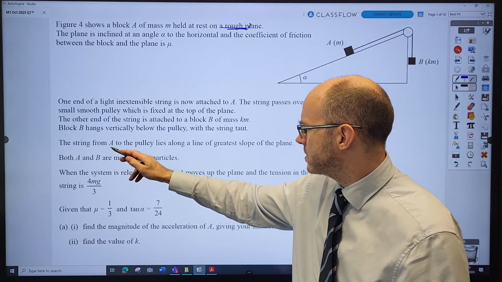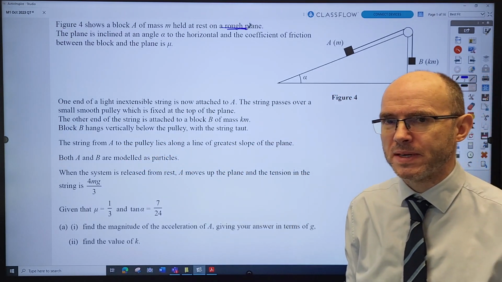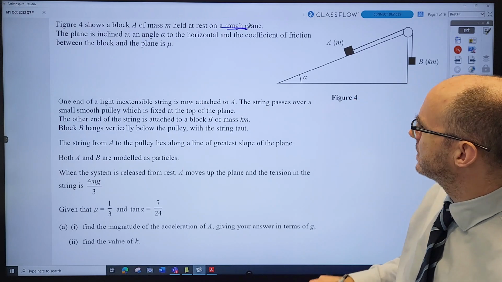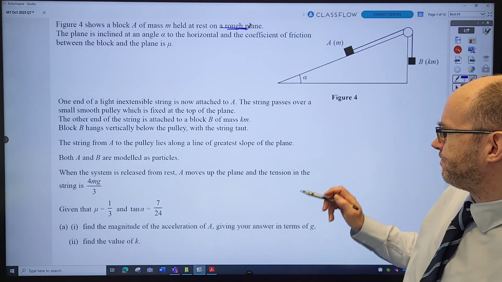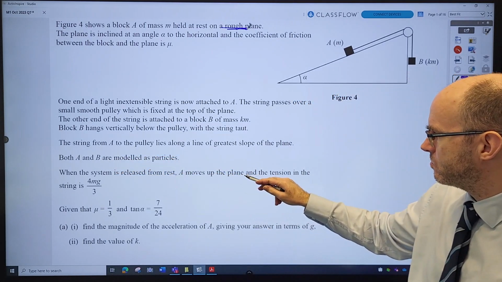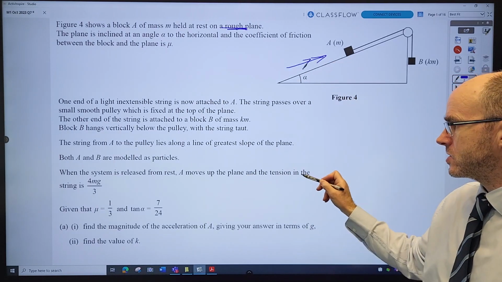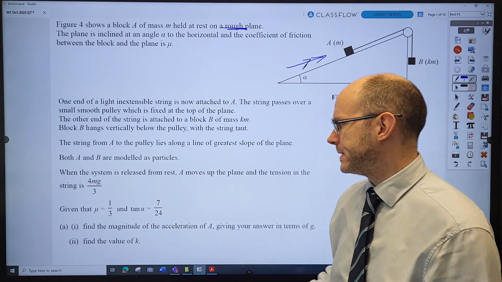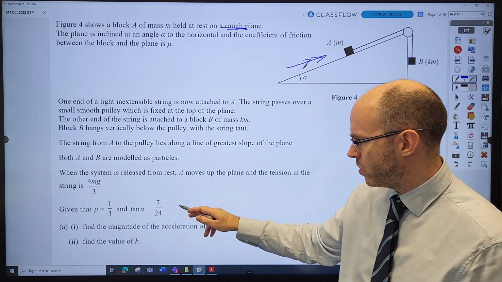The string from A to the pulley lies along a line of greatest slope. So basically it means we don't have to consider the 3D aspect. Both A and B are modeled as particles. When the system is released from rest, A moves up the plane, and the tension in the string is 4mg over 3. Given that mu is a third, tan alpha equals 7/24, find these.